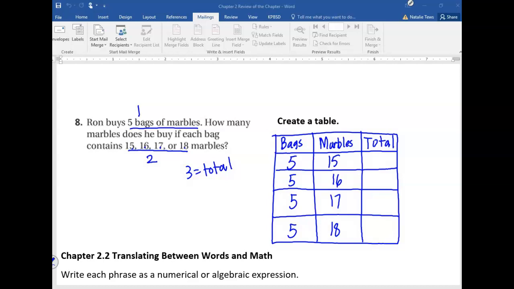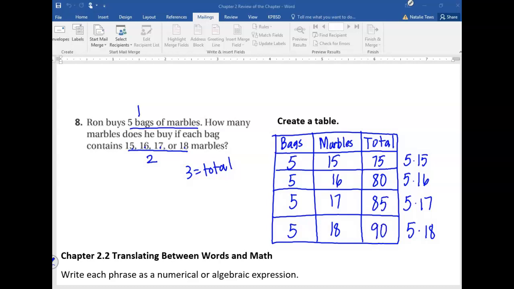So what is going to be my expression over here to solve how many total marbles? Go ahead, Nathan. 5 times 15. Do you guys agree or disagree? Agree. So 5 times 15. What will be my next one? 5 times 16. 5 times 17. 5 times 18. So now I'm going to do the math for these. What's 5 times 15? 75. 5 times 16. 5 times 17. 85, 90, 5 times 18. 90.